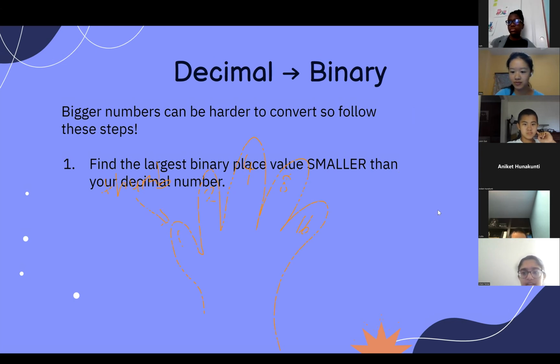Wait, let me just erase the hand here. Okay, so 67, right? Say that's our number. It's not erasing the hand on my part. So what's the greatest power of 2 that's smaller than 67? Power of 2. So 6 would not be a power of 2, but 2 to the power of 6 would be. Just say what the number is.